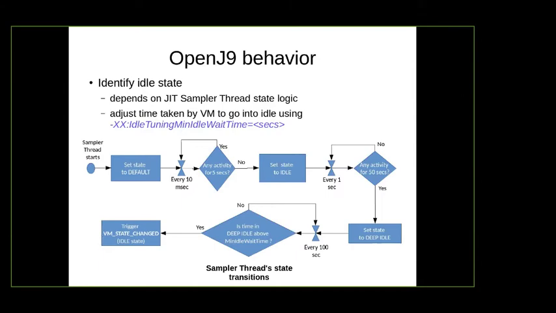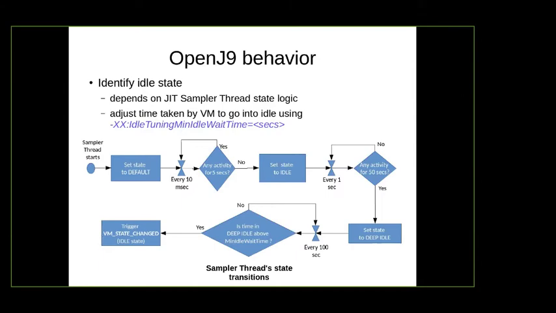Now, since we are relying on the sampler thread state logic to declare the VM as idle, it has two implications. First, you can see from the flowchart, it takes around 55 seconds for the sampler thread to go into deep idle, and unless the sampler thread has gone into deep idle, we don't declare the VM as idle. So to declare the VM as idle, it will take a minimum of 55 seconds.